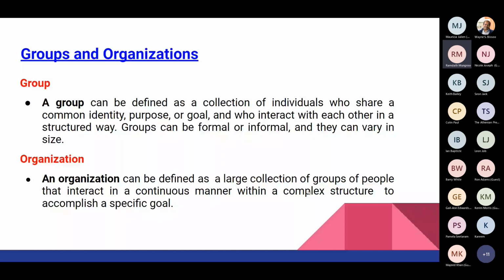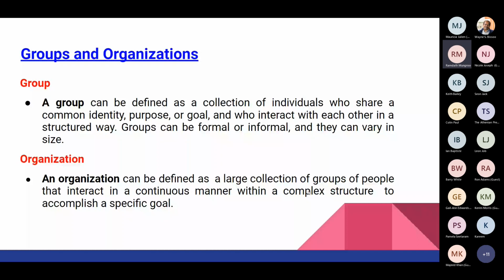To give a fair idea, a group can be defined as a collection of individuals who share a common identity, purpose, or goal, and who interact with each other in a structured way. Groups can be formal or informal, and they can vary in size. An organization can be defined as a large collection of groups of people that interact in a continuous manner within a complex structure to accomplish a specific goal. So the difference between group and organization is that within an organization, there are groups.